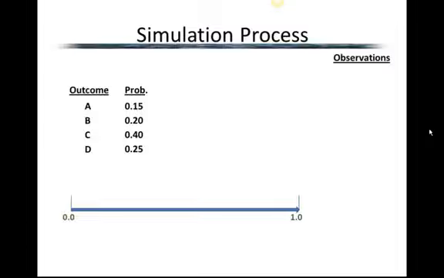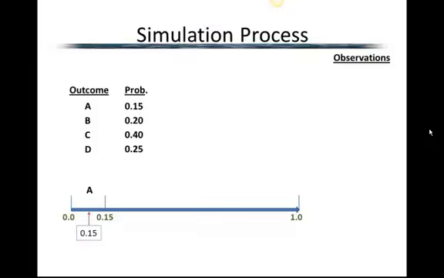What I can attempt to do is to take my first outcome, A, and place it on this number line, starting from the 0 end. I'll place it right next to the 0 so that as I start laying my probabilities out from left to right, the first outcome is going to span a distance from 0 to 15%, 0.15, matching the probability of getting outcome A.